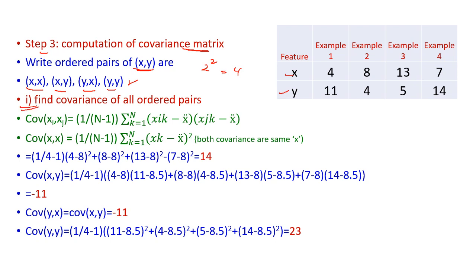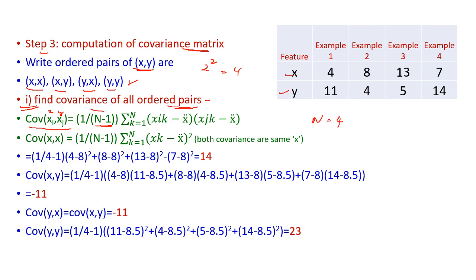Here first we need to find the covariance of all ordered pairs. So the formula for finding the covariance of Xi comma Xj, for example, this is X and this is Y, is equal to 1 by N minus 1, where capital N means the number of samples. How many samples do we have? 4 samples. So capital N is nothing but 4.